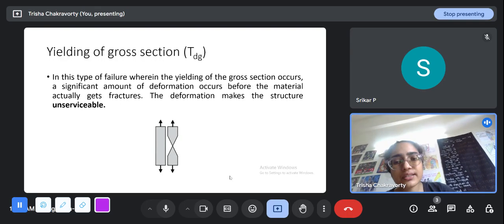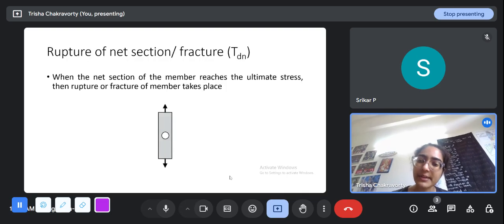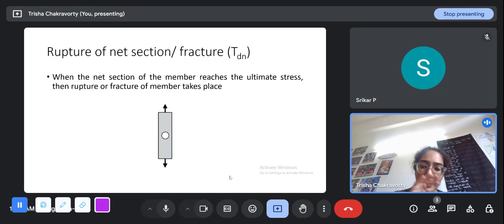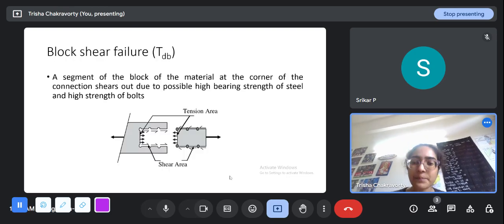Yielding of gross section: in this type of failure, where the yielding of the gross section occurs, a significant amount of deformation occurs, the necking kind of thing, before the material actually fractures. This deformation makes the structure unserviceable. Rupture of net section, or fracture, occurs at the section where there are the bolt holes. When the net section of the member reaches ultimate stress, then rupture or fracture of the member takes place.